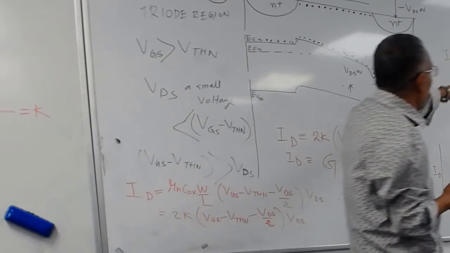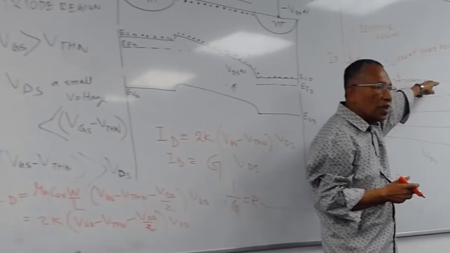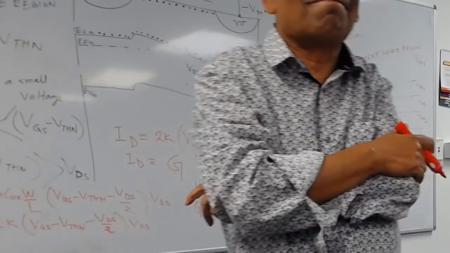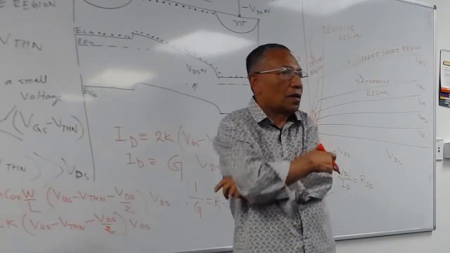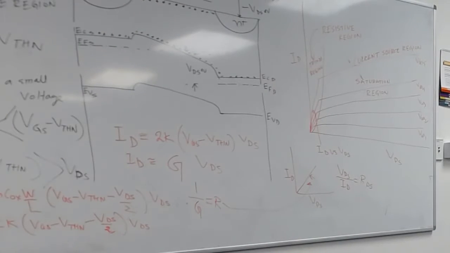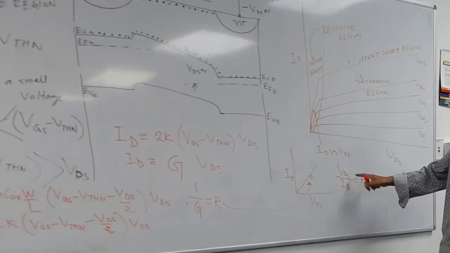What is RDS in the saturation region? Can you tell me quickly? If the lines are so flat, what is RDS in the saturation region? Remember, VDS by IDS. Small, large, very small, what? Very small. G may be very small. Conductance, I'm talking about resistance. VDS by IDS, you see.